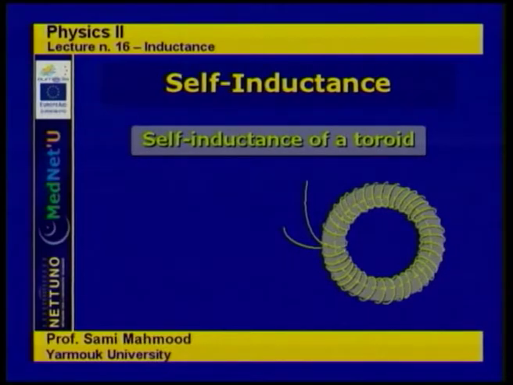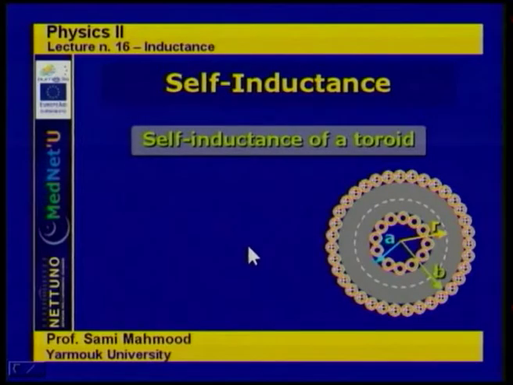So this is a toroid where the current enters from one end, goes around in the windings, and then emerges from the other end. And now the cross-section of the toroid looks like this, where we assume that the current is coming out of the page in the lower part here, and the current is going into the page in the wires on the top of the toroid.